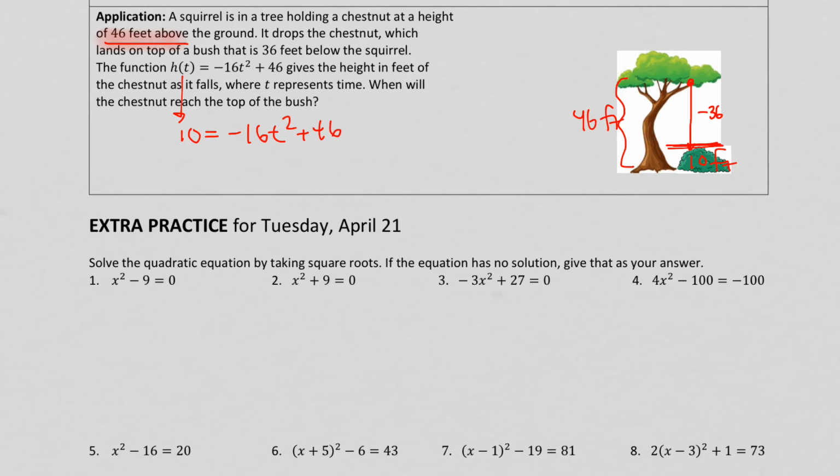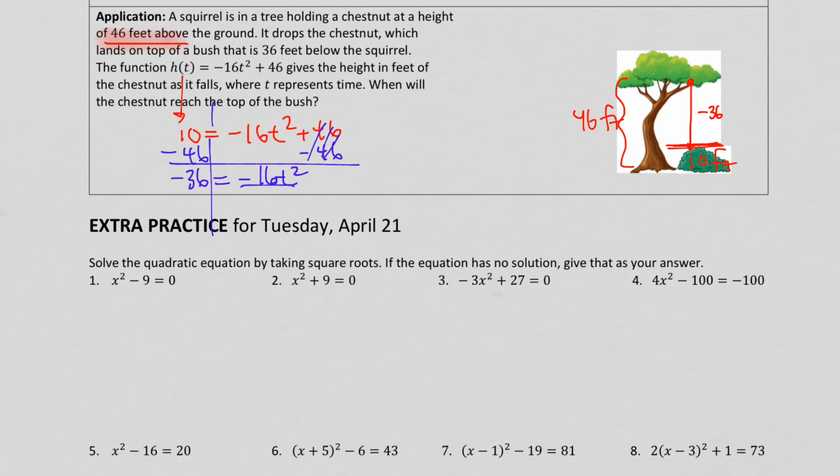And now I have a quadratic equation, and notice how there's no t term, only a t squared term. So I can solve this by taking square roots. So I'm going to first subtract 46 from both sides. So I get negative 36 equals negative 16t squared.